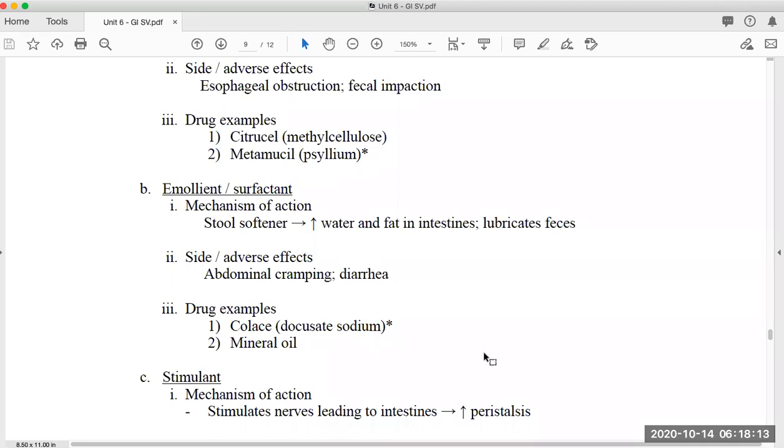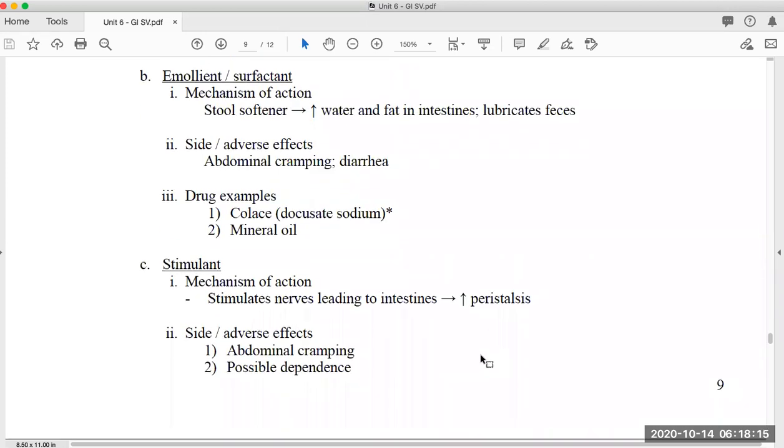Okay, so for emollient surfactant, mechanism of action, this is a softener. Okay, it increases water and fat in the intestines and helps to lubricate the feces. This will help the patient evacuate easier. So the side and adverse effects would be abdominal cramping and diarrhea.